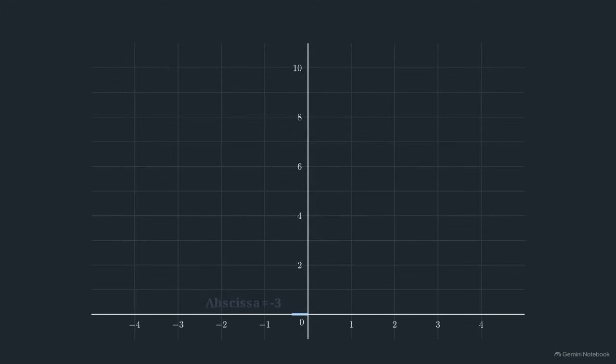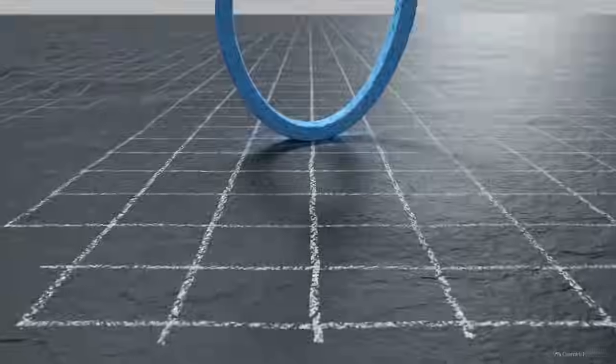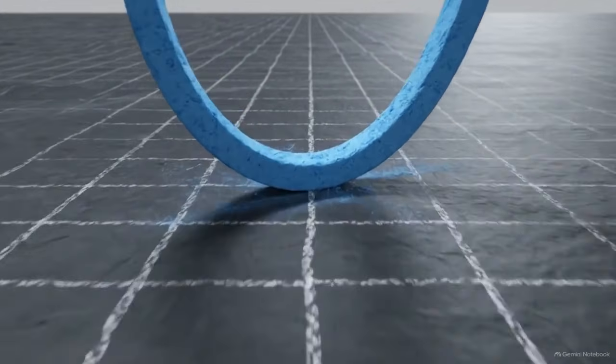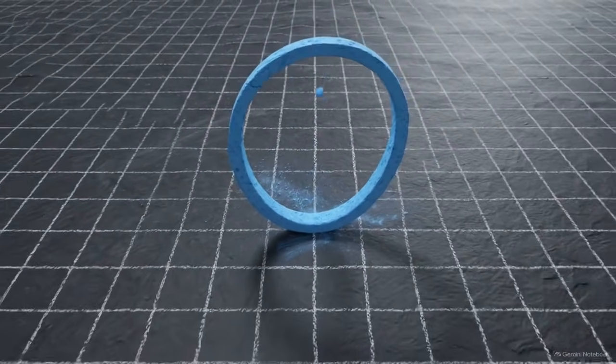To plot -3, 9, start at the origin, move left 3 for the abscissa, up 9 for the ordinate, and mark it. Repeating this for the other pairs reveals a U-shape resting on the origin. Connect the dots with one smooth, continuous curve. This curve is called a locus. It represents every possible point that satisfies our equation, turning the math into a visible shape.